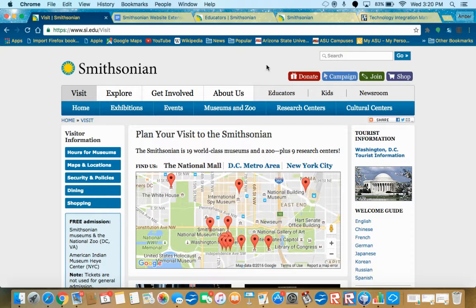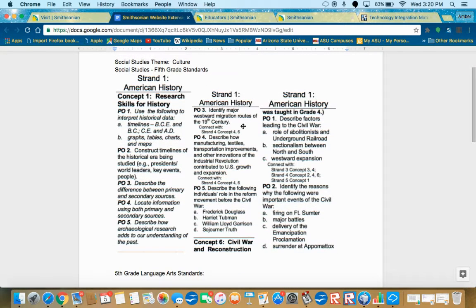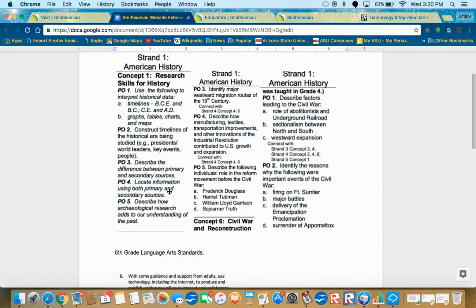So I chose to focus on the Civil War era, which is primarily a 5th grade standard. Therefore, the standards I'm going to be focusing on will be the following. I put this together. Looking at the standards for extension activities, I pulled up research skills for history. They would be constructing timelines, describing the difference between primary and secondary sources, and locating information using primary and secondary sources. Then, looking at the strands for American history, they'll be describing the following individuals' roles in the reform movement before the Civil War, and also describing the factors leading to the Civil War.